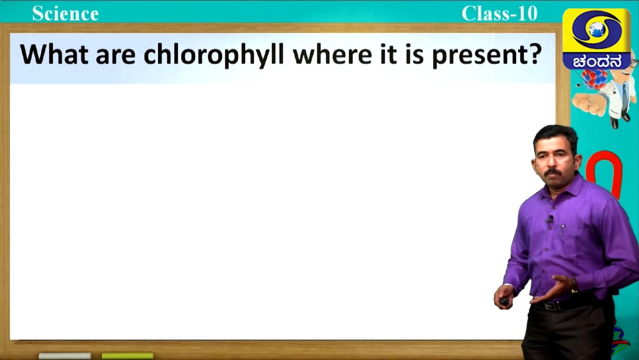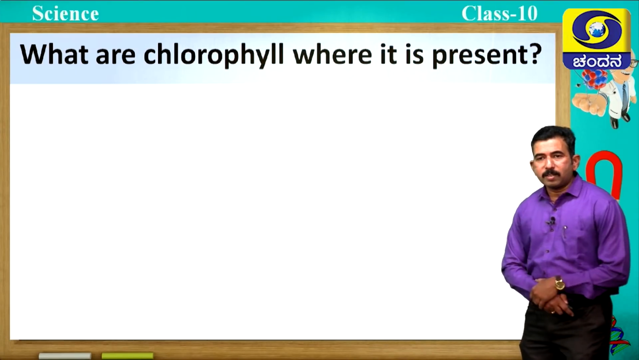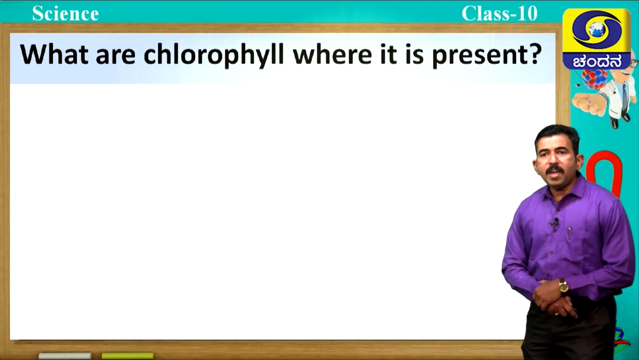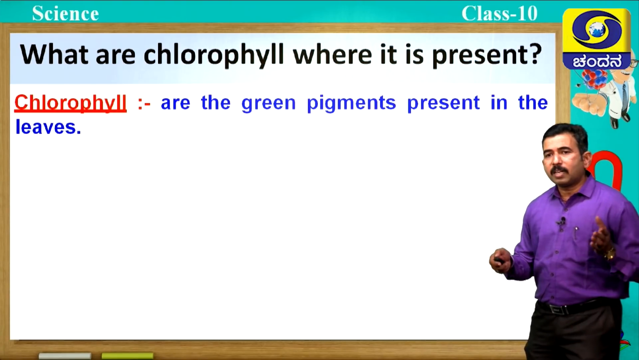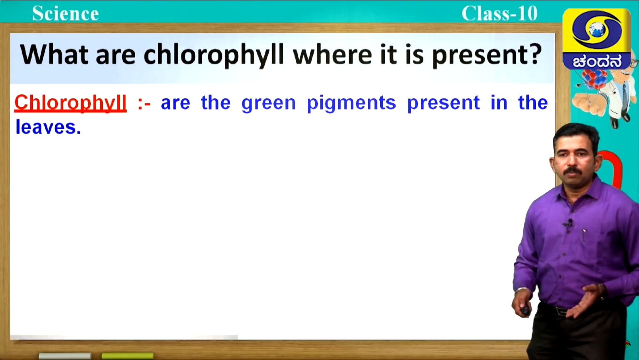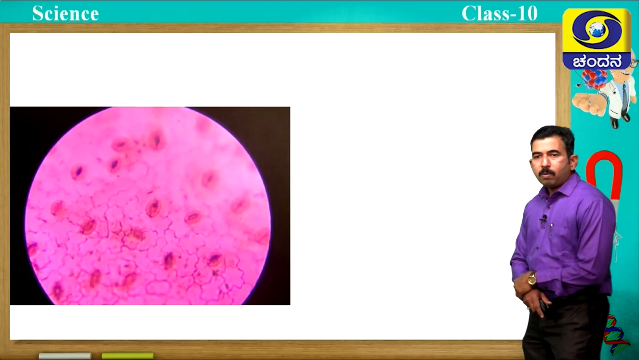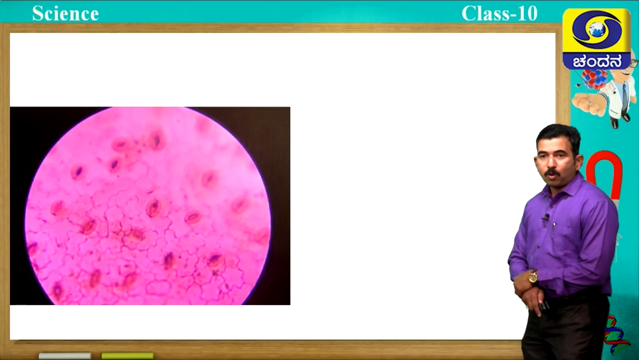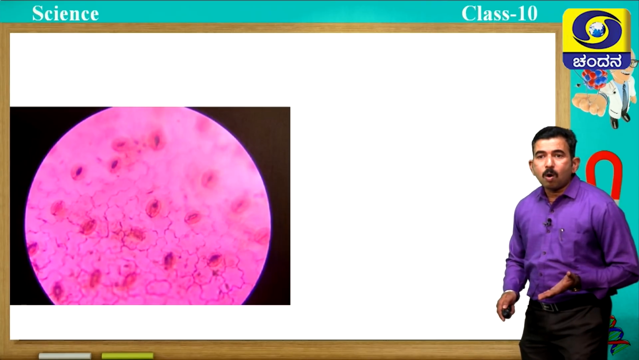Now, will you please answer this question, students? What is chlorophyll? Where is it present? Chlorophyll is the green pigment, present in the leaves. Observe this picture. Can you tell me what this is? Of course, this is the microscopic view of stomata.